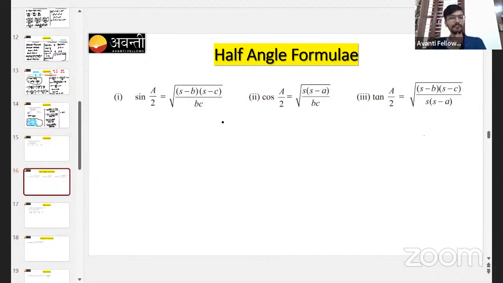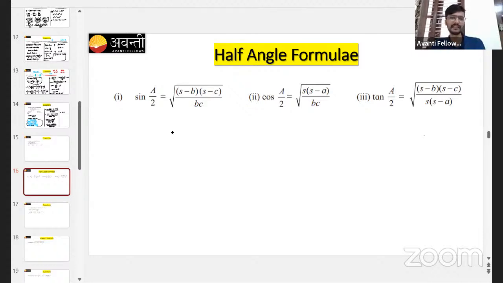So the half angle formulas are obviously for three things: sine, cosine, tan. Cosec, sec, cot we don't use anyway, because if they come up we'll convert them into sine, cosine, tan. So this is the different half angle formula, not the one we studied in the start. This is basically an application of the sine cosine rule. Got it? So here we have sin A by 2 is under root of (s minus b)(s minus c) upon bc.